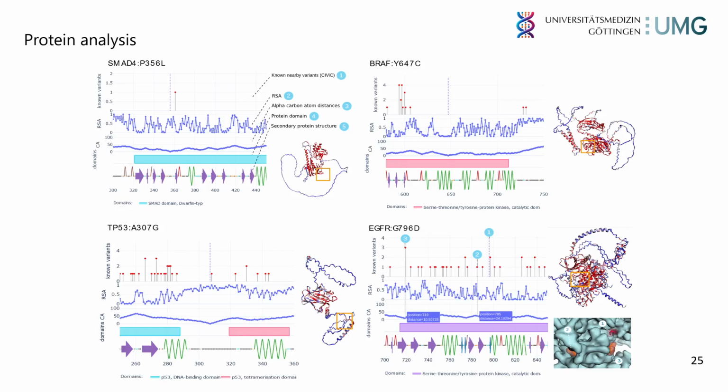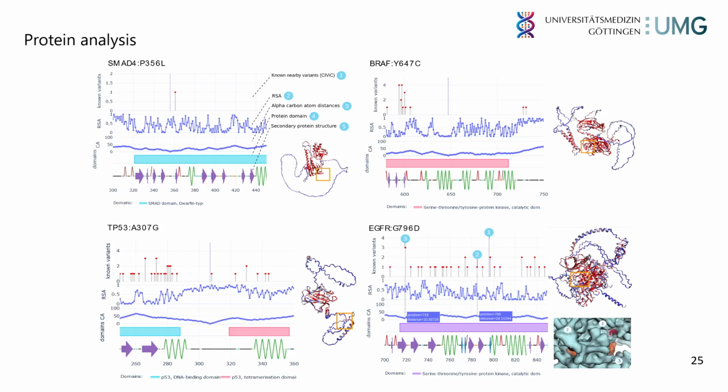And in this example, we have a TP53 variant, which is located in a loop structure and outside of the protein domains, with a rather high surface accessibility and a benign prediction by AlphaMissense. In contrast, we have a BRAF and an EGFR variant, which are located in alpha helixes and protein domains, with a pathogenic prediction by AlphaMissense.